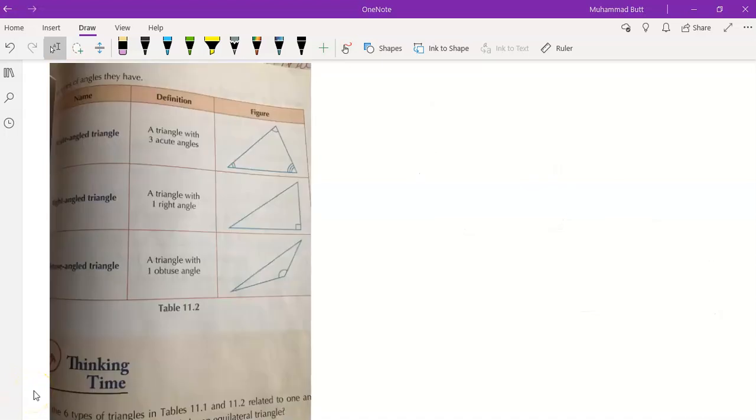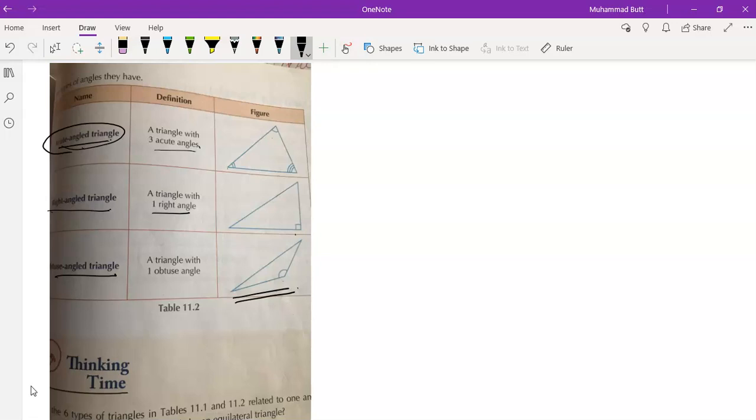Now we'll be doing the classification of triangles according to the type of angle. A triangle with three acute angles is called acute angle triangle. And what are the acute angles? Acute angles are the angles less than 90 degrees. Right angle triangle is a triangle with one right angle. If there is one right angle in the triangle, we call it right angle triangle, and then there is an obtuse angle triangle. If there is one obtuse angle, that is more than 90 degrees, in a triangle, we call it obtuse angle triangle.